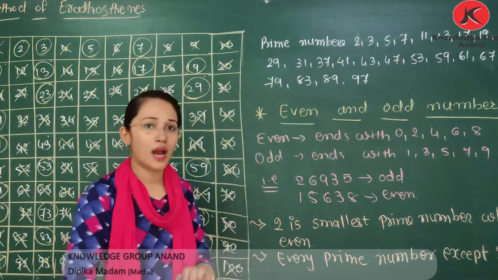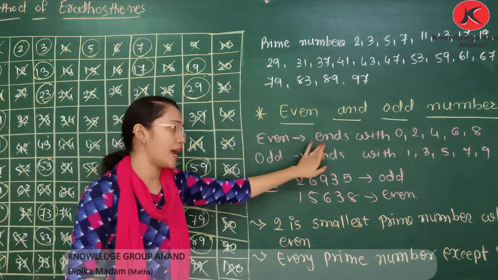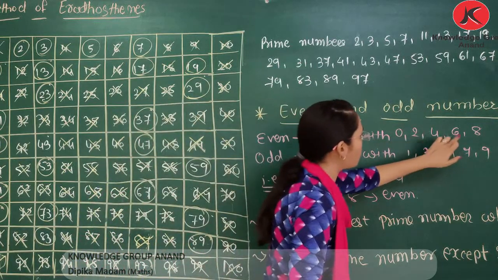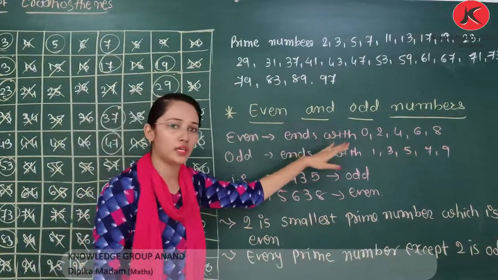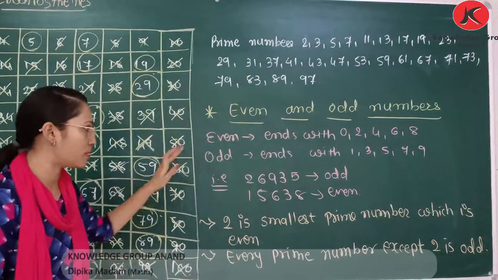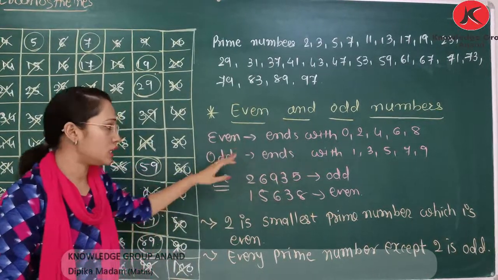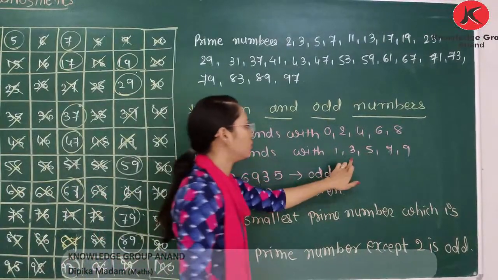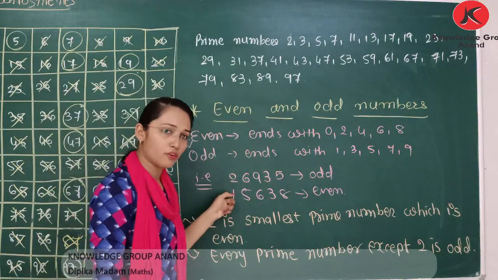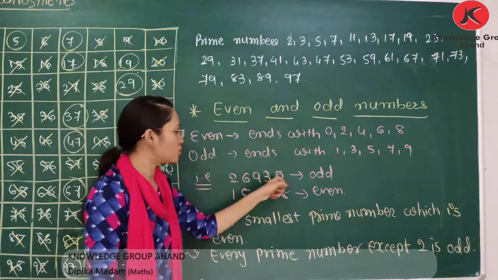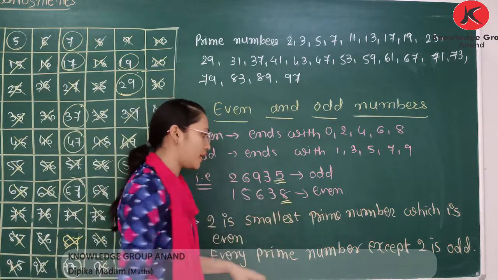Okay, all numbers from 1 to 100. Even and odd numbers. Now you know what are the even numbers and odd numbers. Even numbers end with 0, 2, 4, 6 and 8. If the last digit of a number is 0, 2, 4, 6 or 8, these are called even numbers, and odd numbers end with 1, 3, 5, 7 and 9. If the last digit of a number is 1, 3, 5, 7 or 9, they are called odd numbers. Here examples of even and odd numbers are given. This number ends with 5, so it is odd, and this number ends with 8, so it is even.